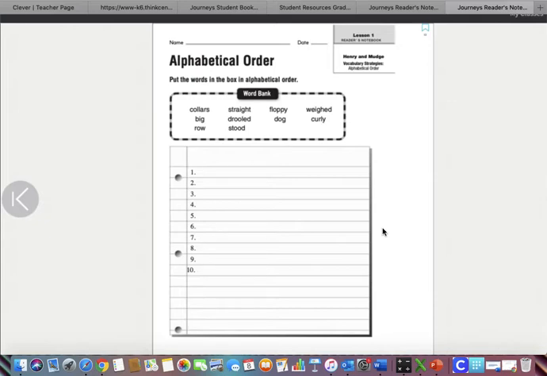So if I wrote collars for number 2, then the next word would be what? What should my next word be, Gwen? Curly. Curly, right. So curly, C-U-R-L-Y, is going to be for number 3, okay? So we have big, number 1, we have collars, number 2, we have curly for number 3.